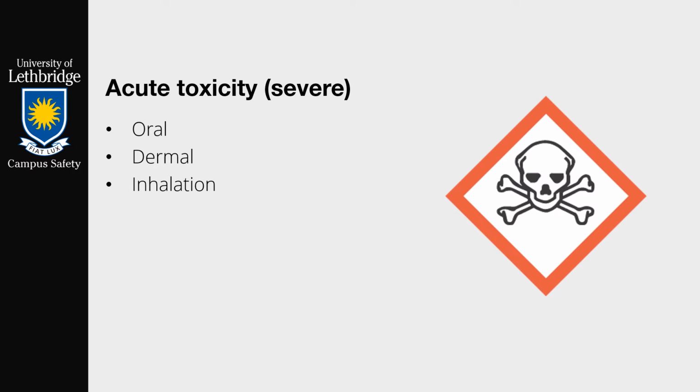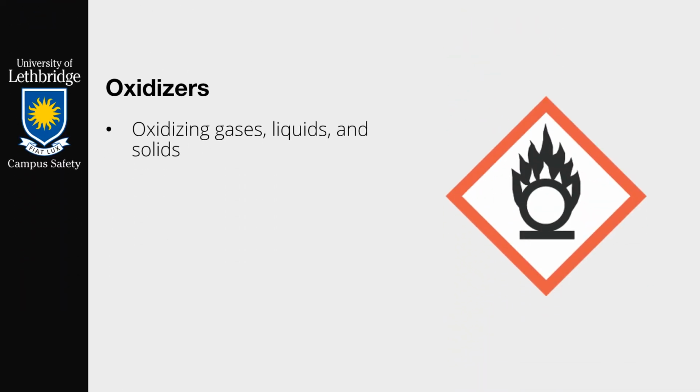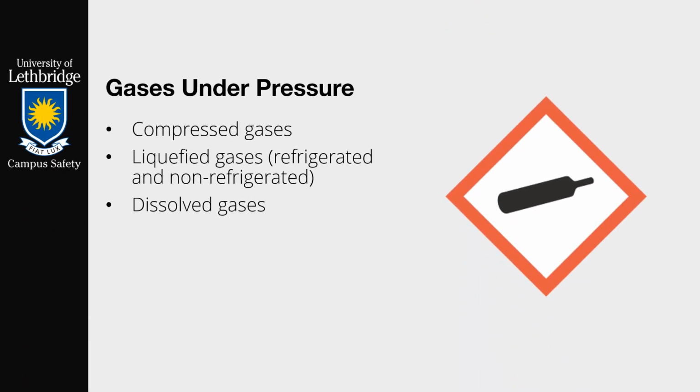The skull and crossbones pictogram represents severe acute toxicity. This includes substances that are toxic if contact with the body is made orally, dermally, or through inhalation. The flaming O pictogram represents oxidizers, which include any oxidizing solids, liquids, or gases. The gas cylinder pictogram represents gases under pressure.